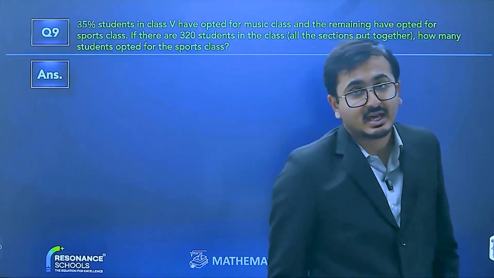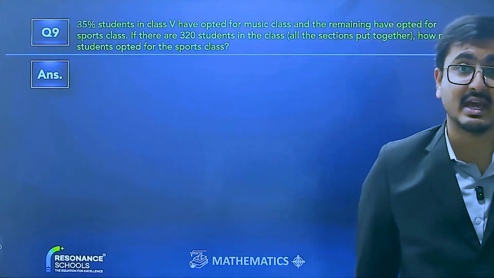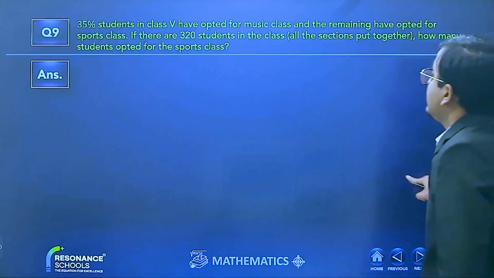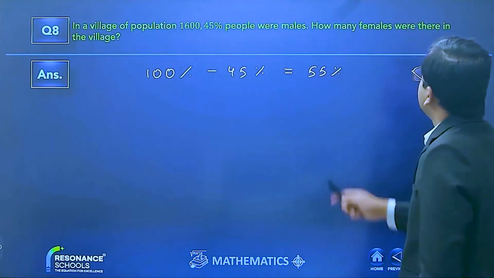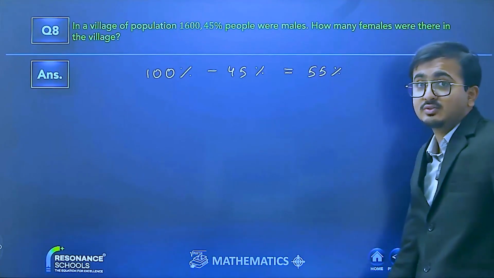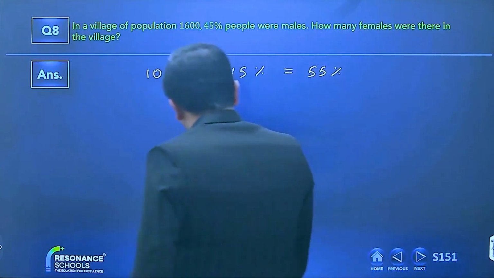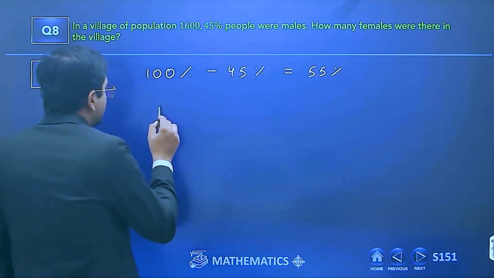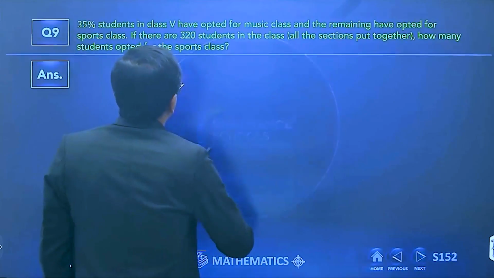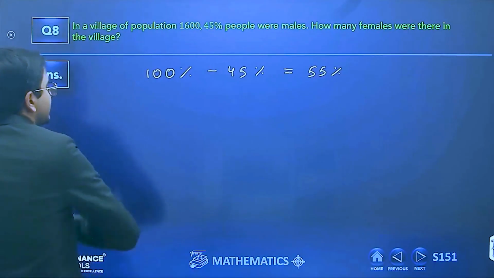Now here everyone who has answered 65 will be wrong, because here no one is asking you the percentage. See the difference between these two questions. First it was how many females. Here also we have to find how many females are there. We found the percentage, so I have to find the count here also. Everyone please look into it.